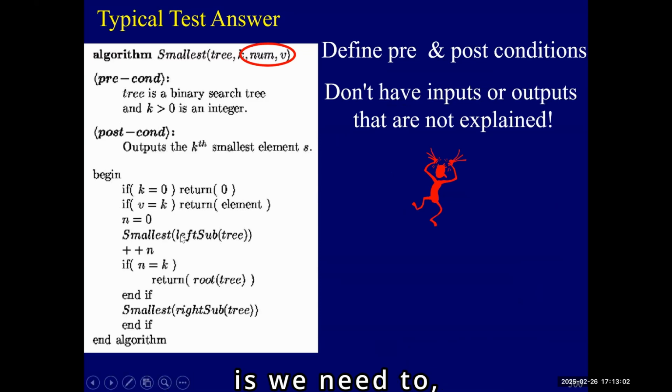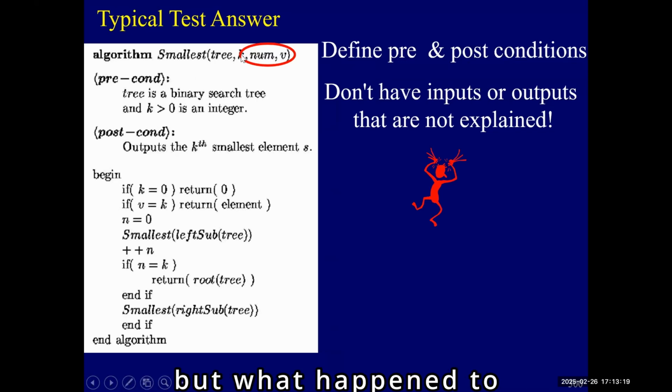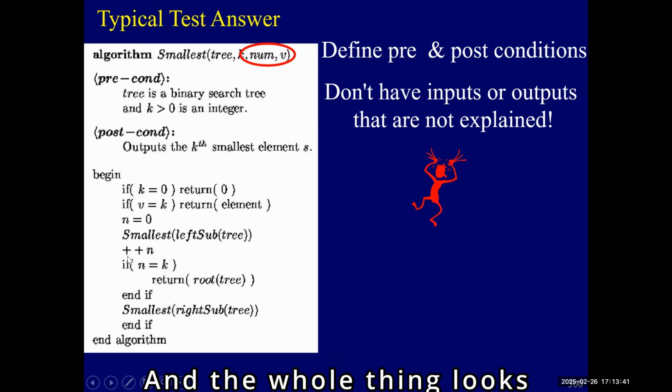And the other problem is what we give our friends here. This is smallest, this is smallest, so we're recursing on our friend. Is this right? I'm giving him the left subtree, which is smaller, but what happened to all these parameters? And what's my definition of size? This implies my definition of size is the number of nodes in the tree, but their base case is when k is 0. So they're changing the definition of size. And the whole thing looks kind of iterative.